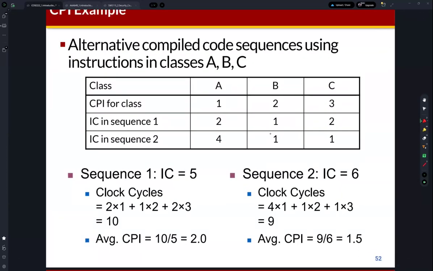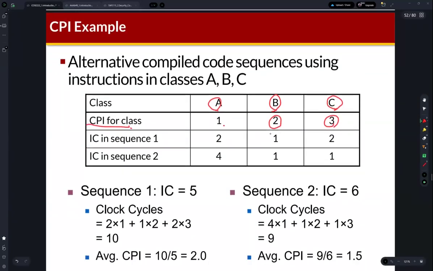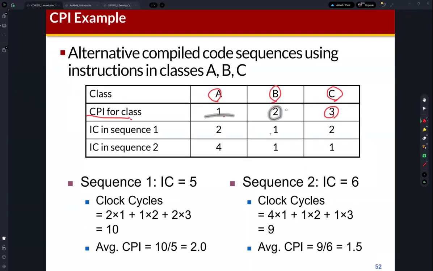This table shows the instruction types A, B, and C, and we can find the CPI for each instruction type. The CPI for instruction type A is 1, which means the processor takes 1 cycle for instruction type A. The CPI for instruction type B is 2, and this one is 3. Okay. So CPI is also different for different types of instructions.